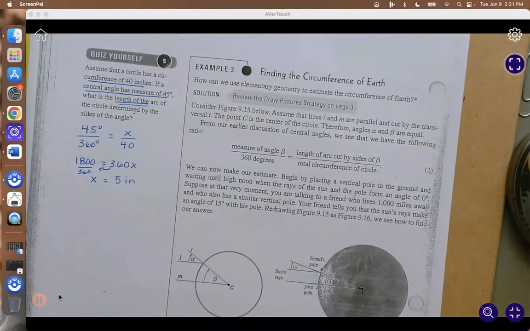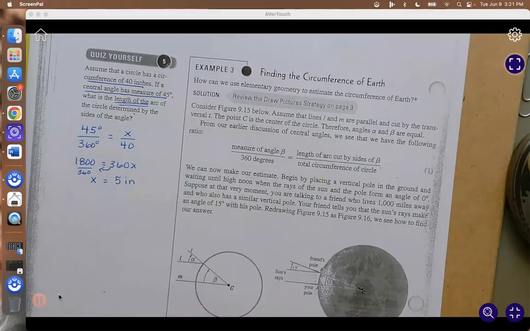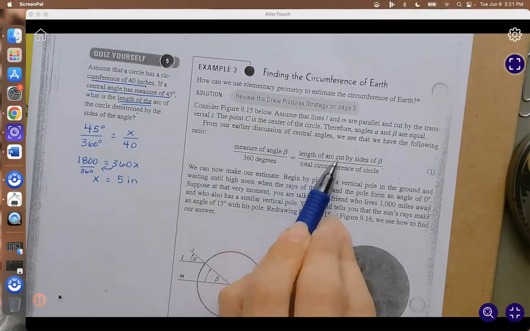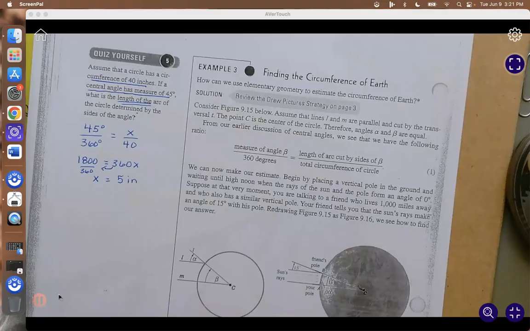Alright, now, let's look at this. Consider the figure below. Assume the lines L and M are parallel and cut by the transversal T. The point C is the center of the circle. Therefore, angles theta and beta are equal. So that's theta and beta. From our earlier discussion of central angles, we see we have the following ratio: the angle over the whole circle, arc length over the total circumference.